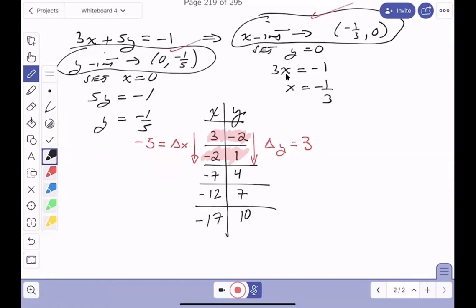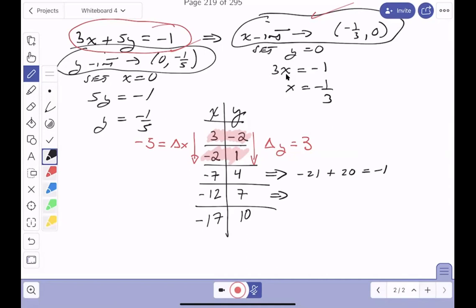By the way, I don't know if these are true. I want to see if they're true. I'm going to check them. Where do you check? In the original. Let's see if this is true. What's 3 times -7? -21. Plus, what's 5 times 4? 20. Does that give you -1? Yes.